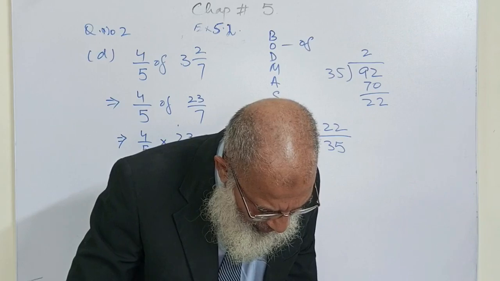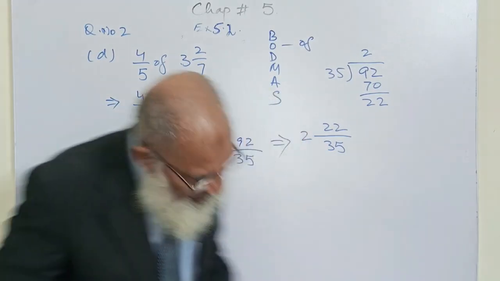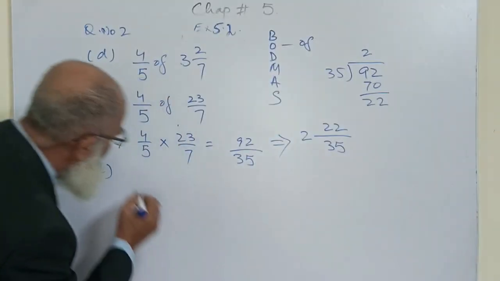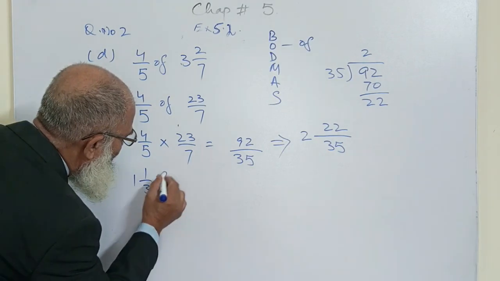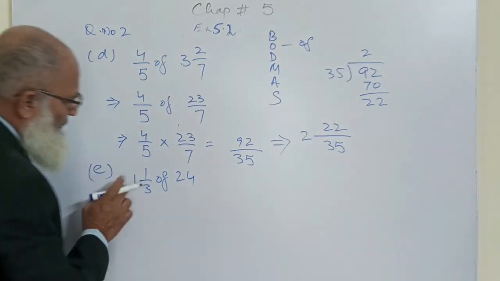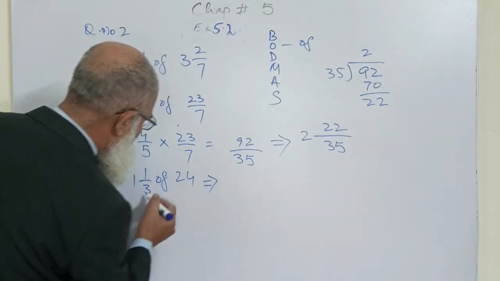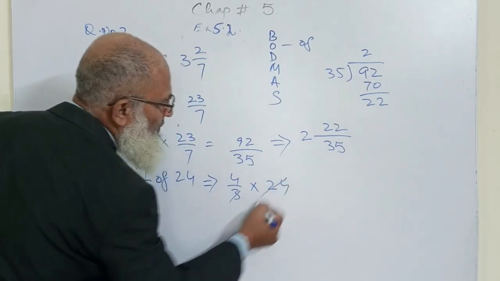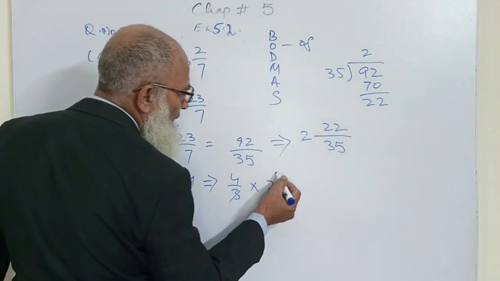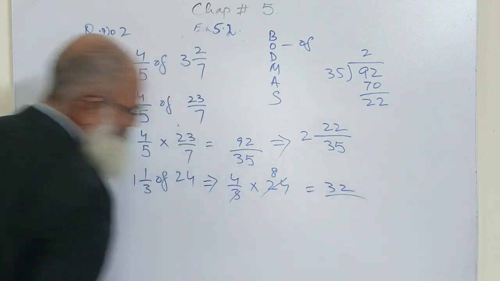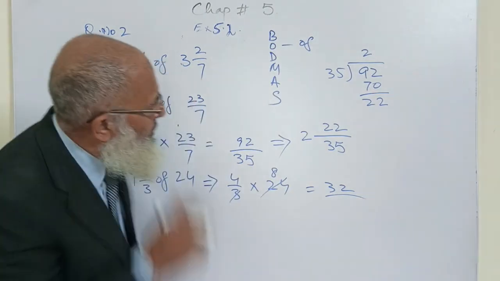One more question I am going to do for you is question number E, that is 1 1/3 of 24. So 3 times 1 is 3 and 1 is 4, so 4 upon 3 of 24. Now this is divisible by this. 3 eights are 24, and the answer is 32.